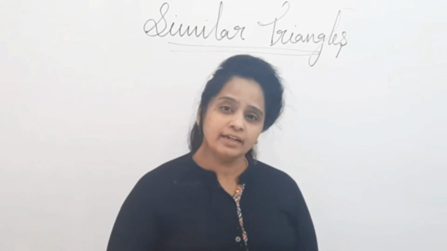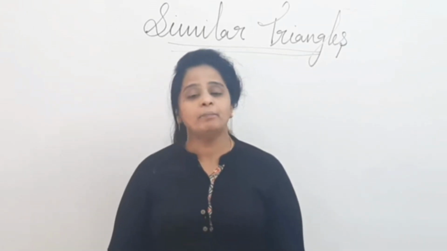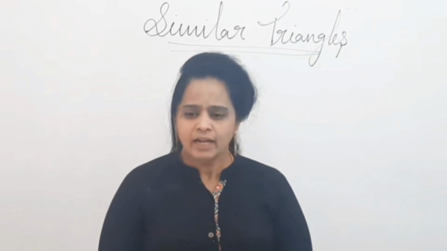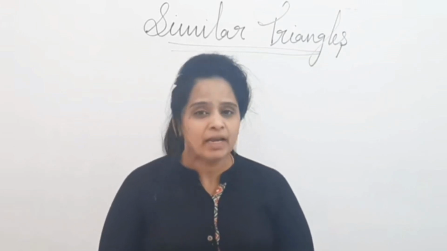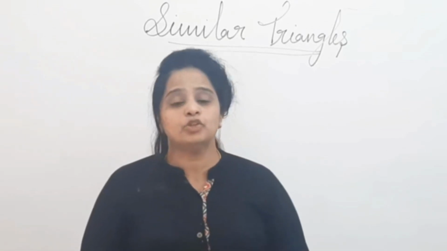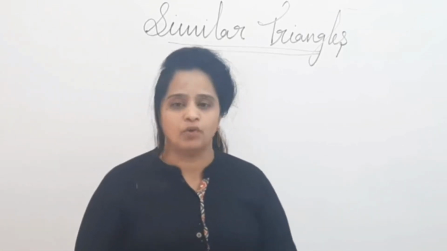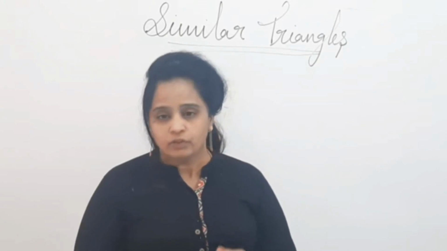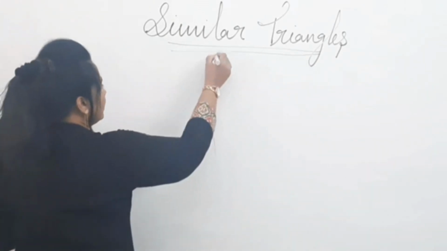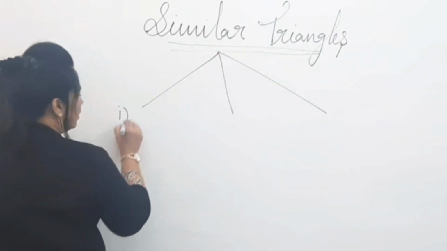Children, we have studied the basic proportionality theorem in our previous video, that is Triangles Part 1. Now we move on to the similarity of triangles. Two triangles are said to be similar under any one of the following criteria. There are three criteria.